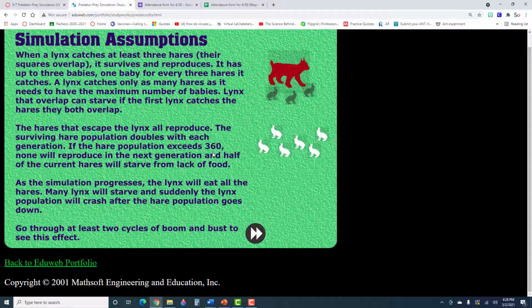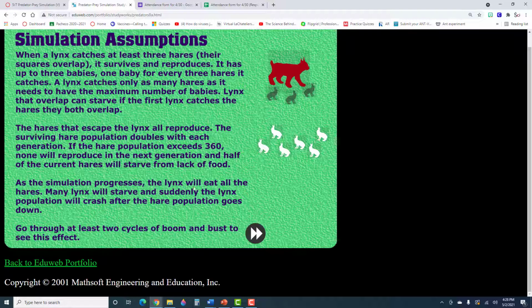If the hare population exceeds 360, none will reproduce in the next generation, and half of the current hares starve to death. So 360 is the carrying capacity. This is like our maximum number of hares that we can have, and if we get above that, then they starve to death and die.